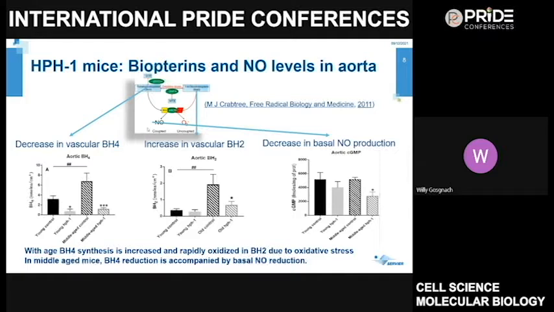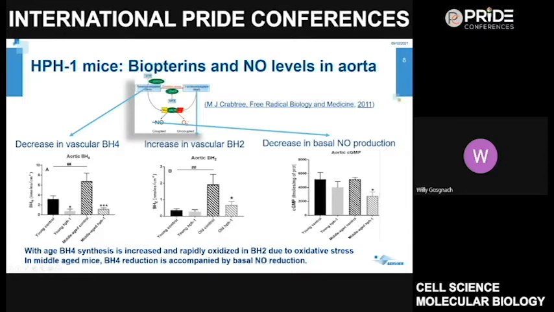We first verified that the level of biopterin, and especially BH4, was efficiently reduced in the mouse model of BH4 deficiency. We were quite surprised at the beginning to see that the BH4 level in the aorta was increased in middle-aged animals compared to control and young animals.